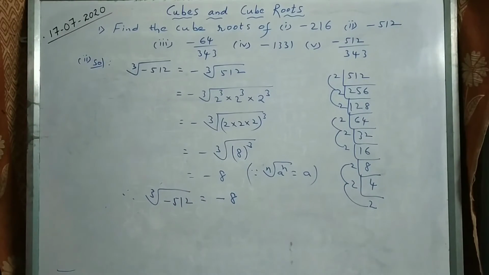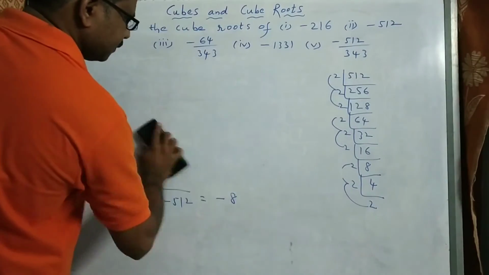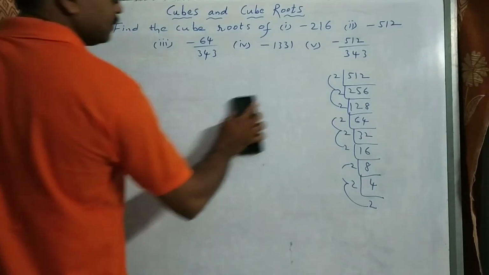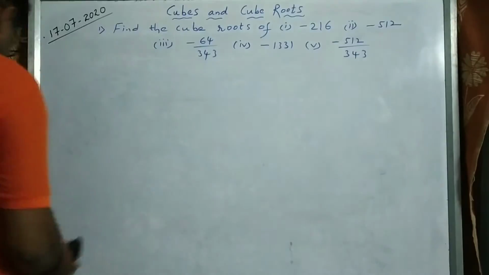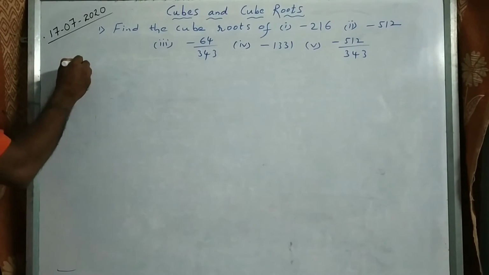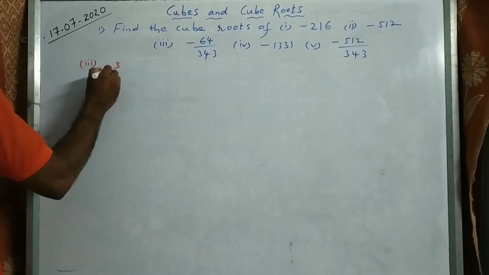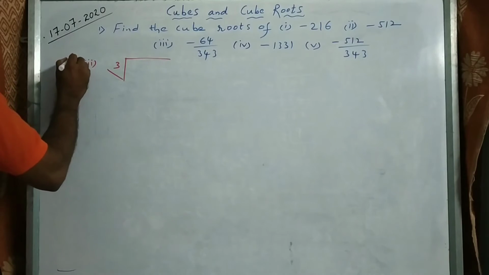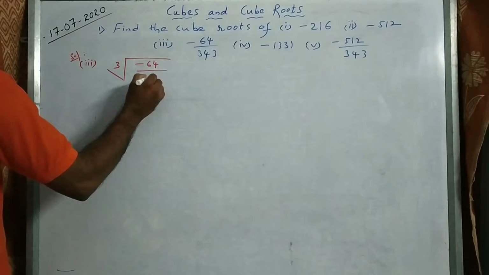Is that clear? That is the way we do the solution. Third one, let us see. Third one, fraction. Cube root of minus 64 by 343.